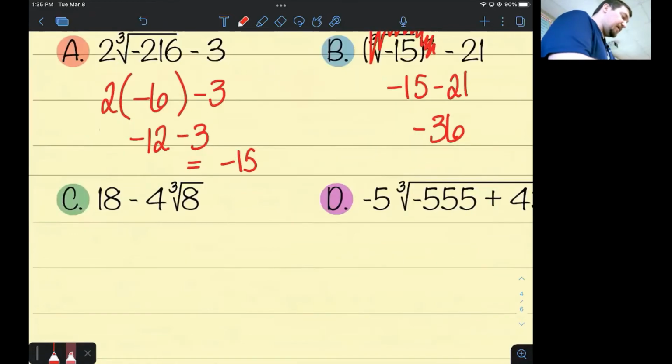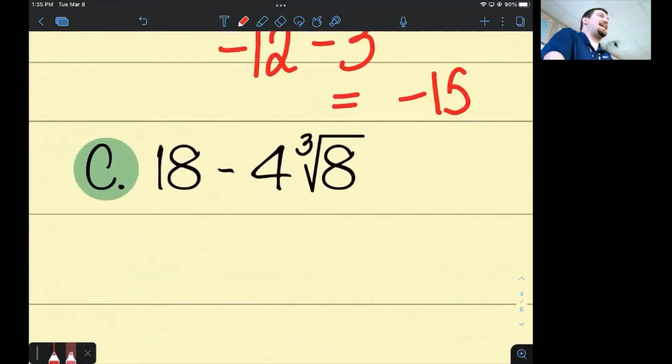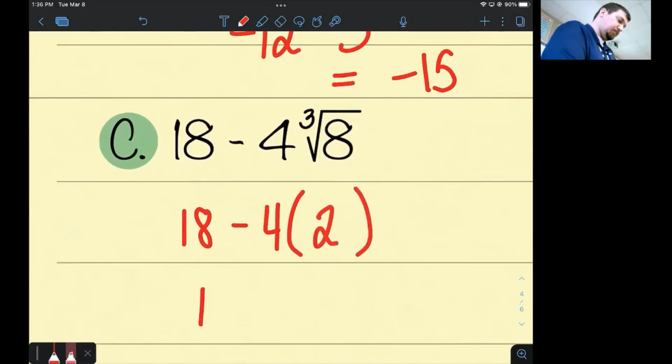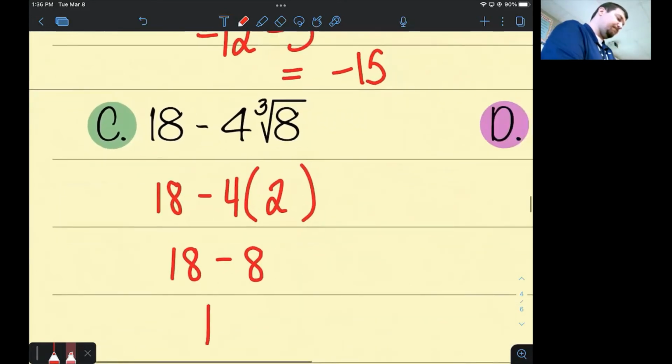Add. Example C. The cube root of 8 is the first thing I would do. What's the cube root of 8? Or what times what times what gives you 8? 2. Got it. Okay. Lucy, 4 times 2. Okay. Martin, 18 minus 8. Yep. Simple order of operations once I get the cube roots out of the way.